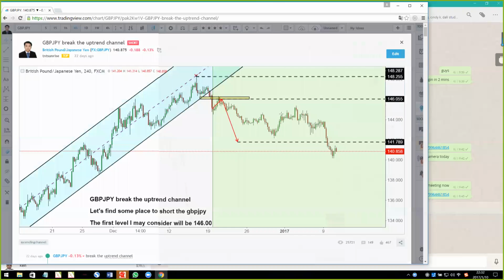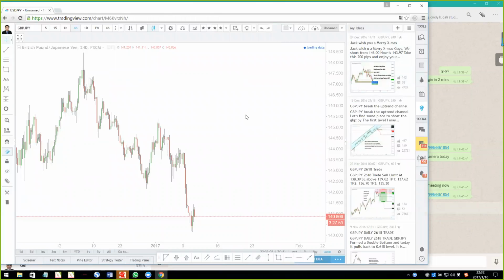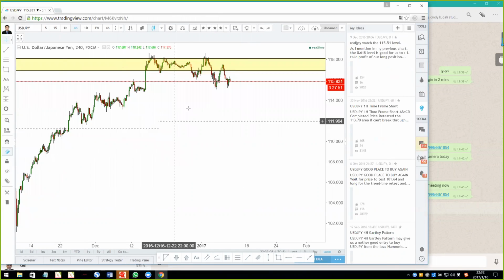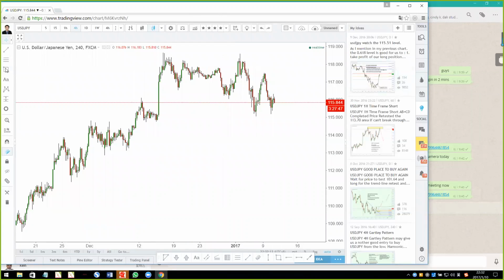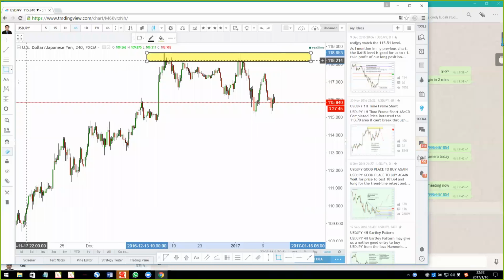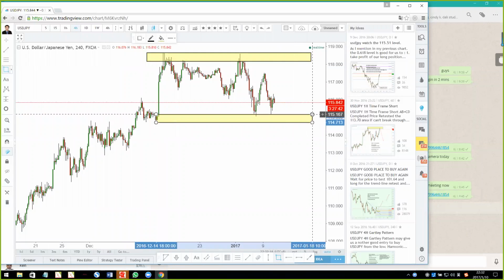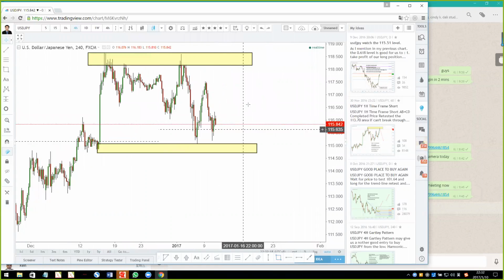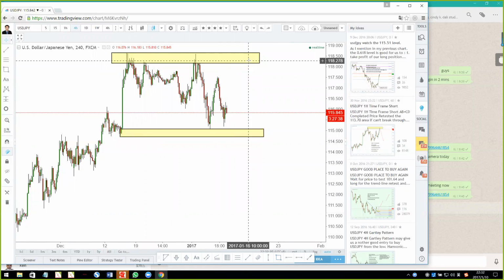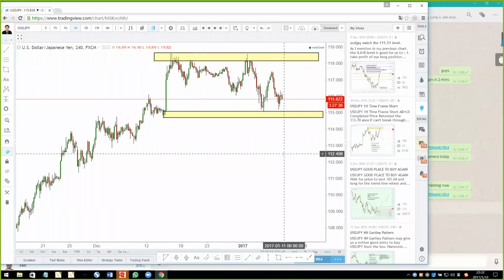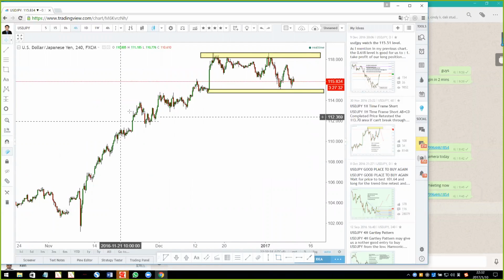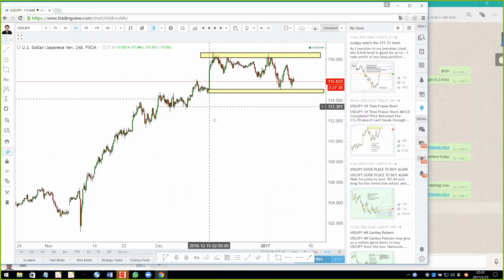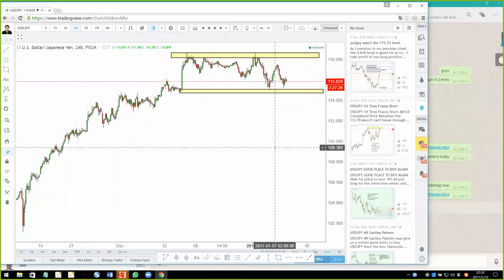So for the dollar yen, my opinion is sideways. Right now the dollar yen is sideways. High is here, low is here, similar to DXY. So you can trade the sideways, buy the low, sell the high. But don't expect it to go too low, because fundamentally the yen is weak.